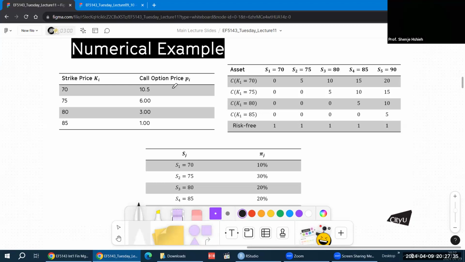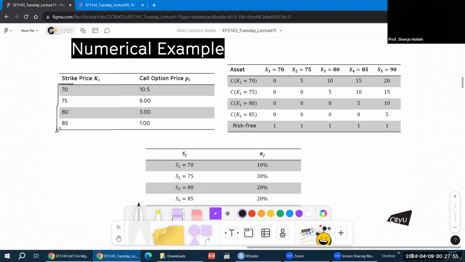I'm assuming that those are the call option prices. I'm only looking at call options to make my life easier, okay? So I don't have to deal with this put-call parity stuff. So 10.5, 6.31, just random numbers. And I can calculate the payoff given the possible future realizations of the underlying asset.